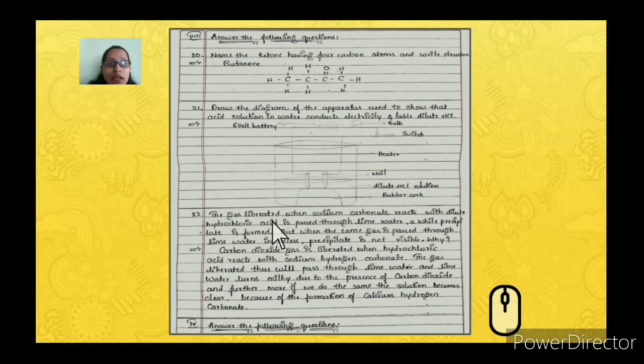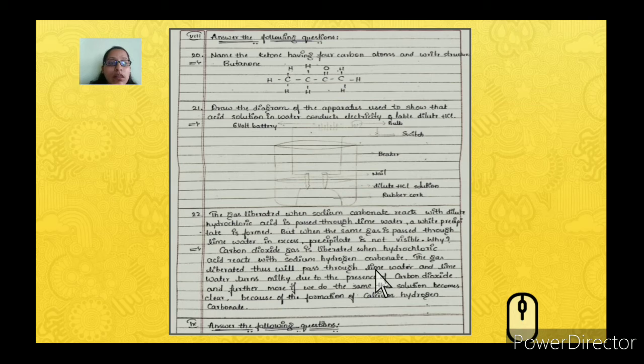Next, the gas liberated when sodium carbonate reacts with dilute HCl is passed through lime water. Sodium carbonate is a base and it reacts with an acid, that is HCl. A white precipitate is formed, but when the same gas is passed through lime water in excess, in more quantity, the precipitate will not be visible. Why? So the answer is carbon dioxide is liberated when hydrochloric acid reacts with sodium hydrogen carbonate or sodium carbonate.